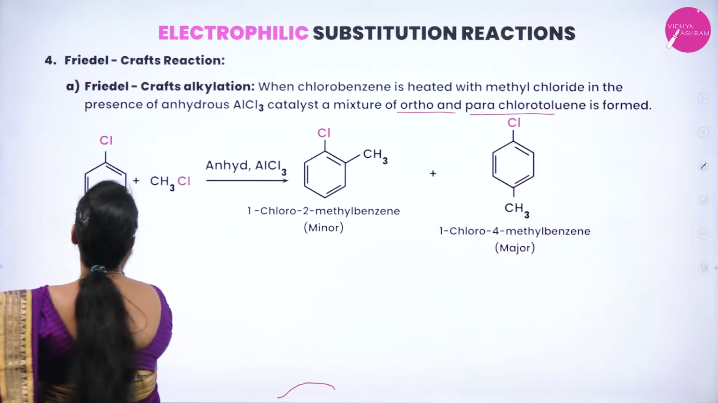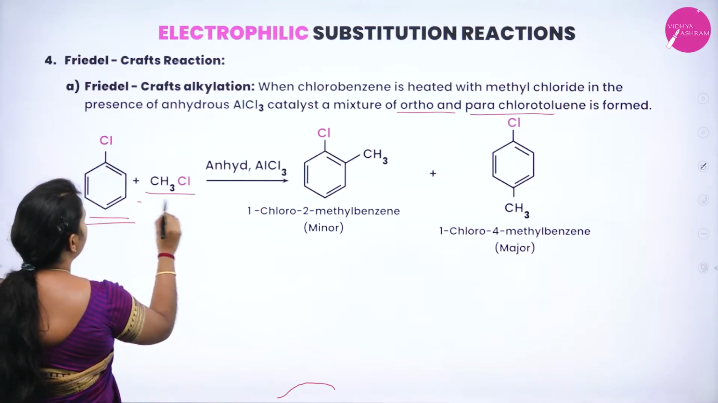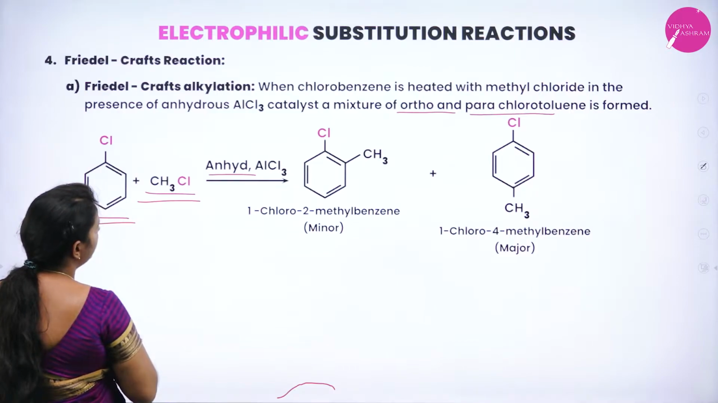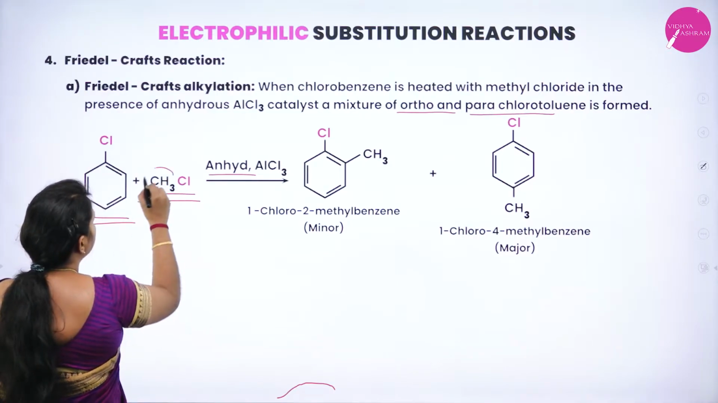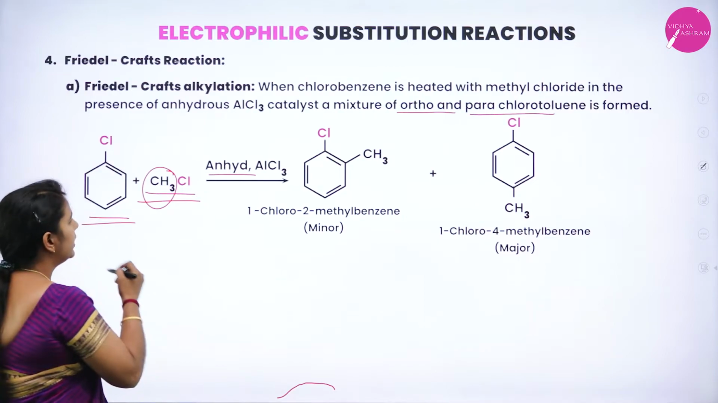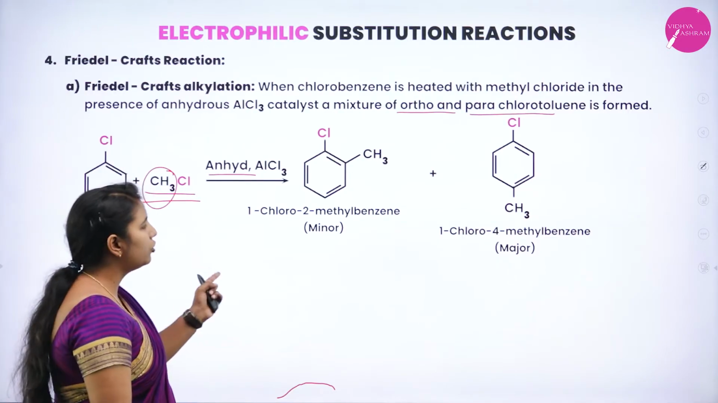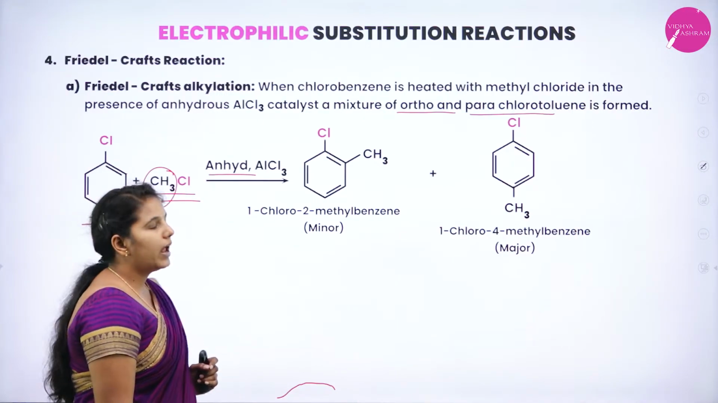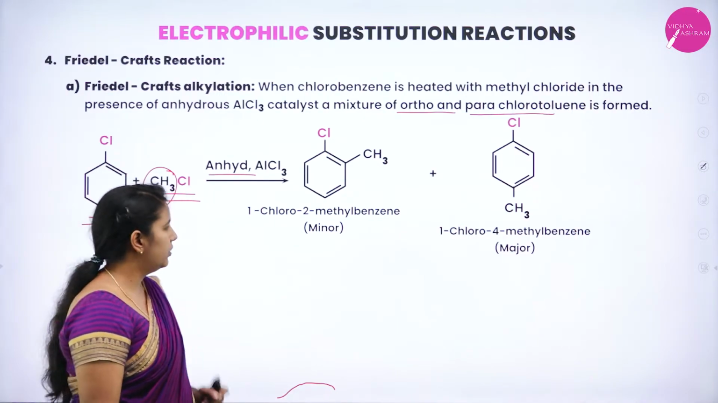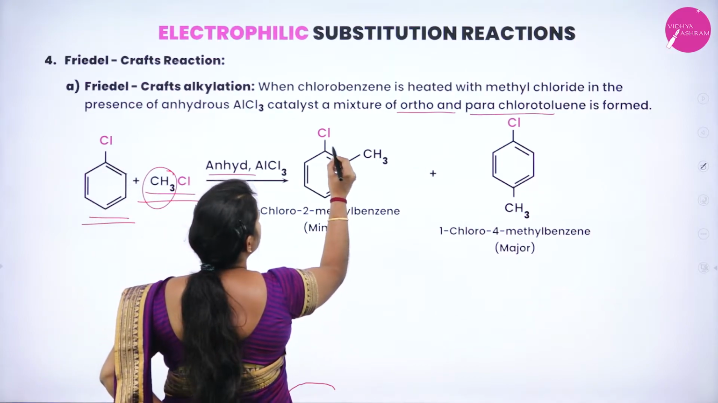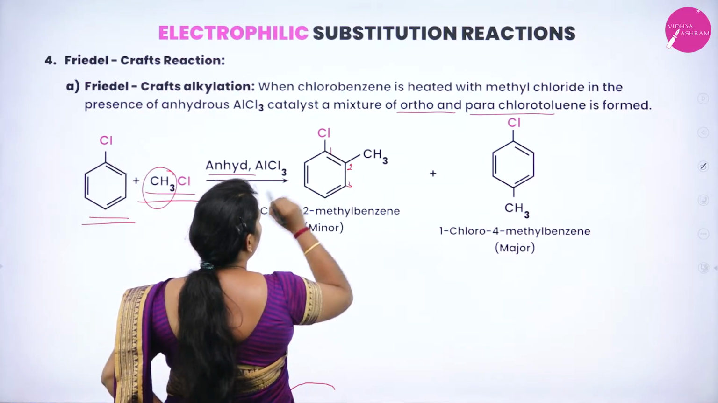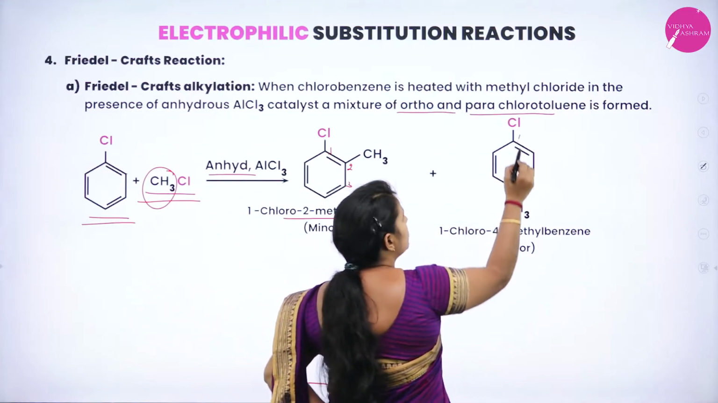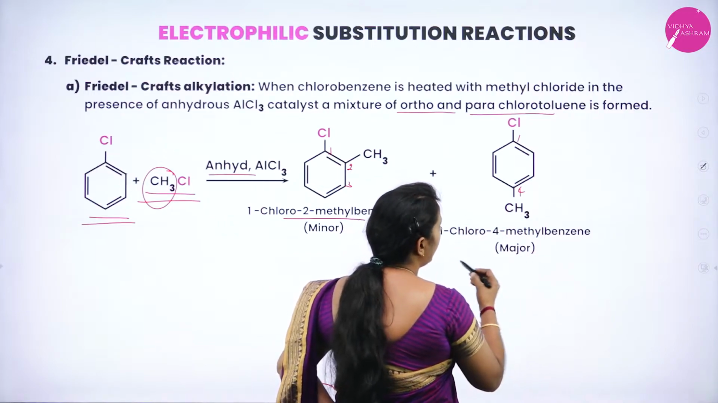So, this is my chlorobenzene, which has been heated with methyl chloride in the presence of anhydrous aluminium chloride. So, what will happen? This methyl group will go and substitute at ortho as well as at the para position, thereby it forms an ortho and a para chlorotoluene. Okay. So, again the name of this compound is 1-chloro-2-methylbenzene, and you can see that it is 1-chloro-4-methylbenzene.